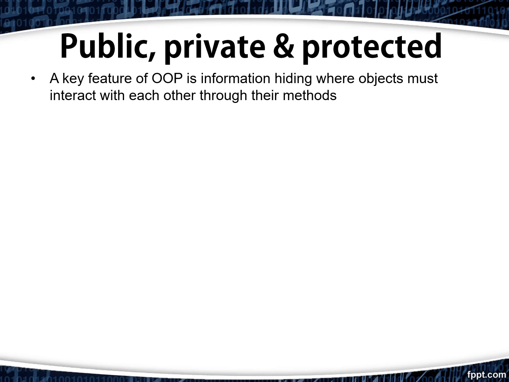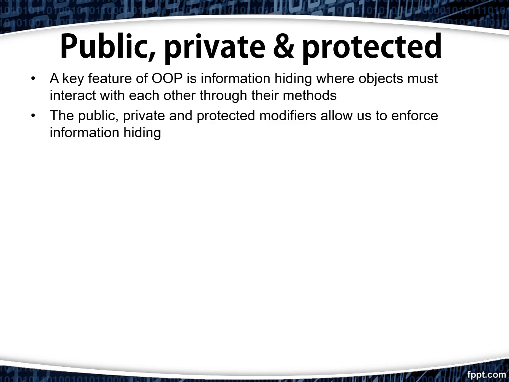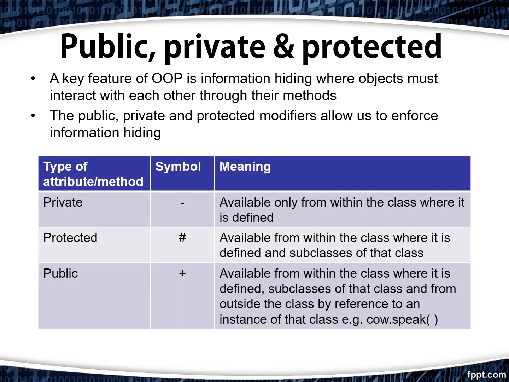A key feature of object-oriented programming is information hiding, where objects must interact with each other through their methods. The public, private, and protected modifiers allow us to enforce information hiding. If something is marked as private, a symbol minus will be used in UML diagrams. Private attributes and methods are available only from within the class where they are defined. Protected will be given the symbol of a hash. Protected methods and attributes are available from within the class where they are defined and in subclasses of that class.